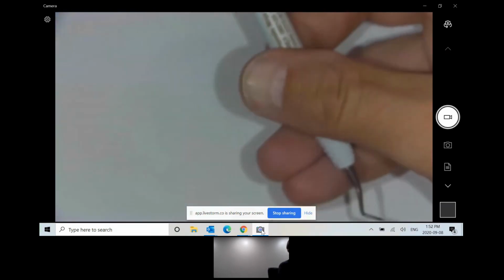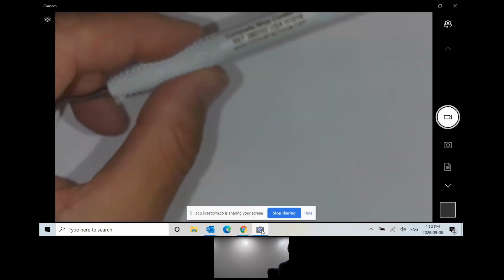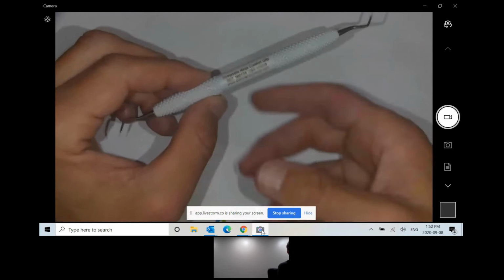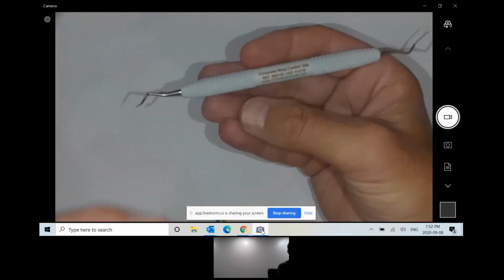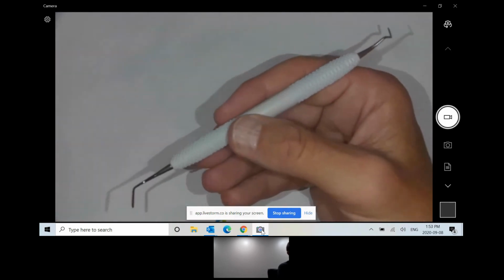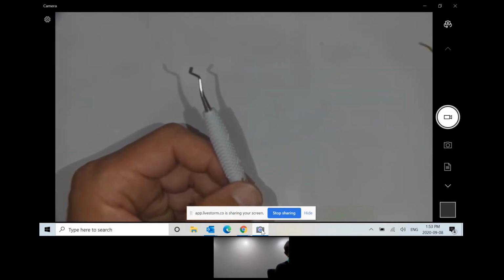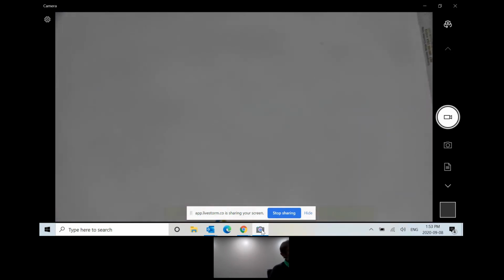These are extremely lightweight. The reason why we made them very lightweight is that even with a gloved hand, it's going to give you superior tactile feel for either composite placement or removal of excess composite or adhesive.